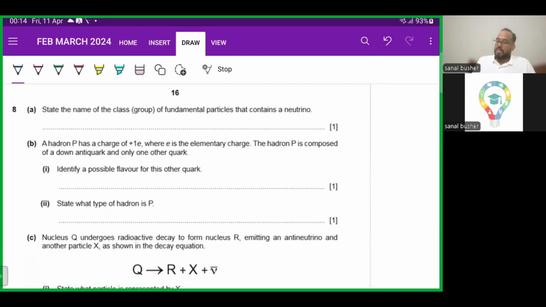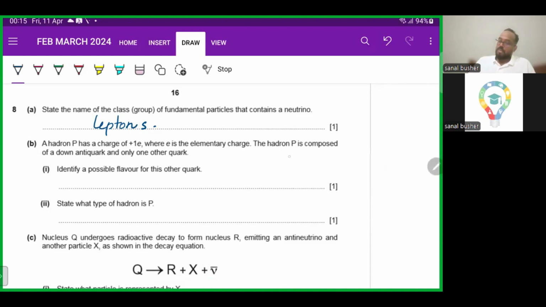State the name of the class or group of fundamental particles that contains a neutrino. So neutrino, antineutrino, what is the cluster family? That is leptons, right? Leptons. A hadron P has a charge of plus 1e, where e is the elementary charge. The hadron P is composed of a down antiquark and only one other quark. Identify the possible flavor of the other quark.